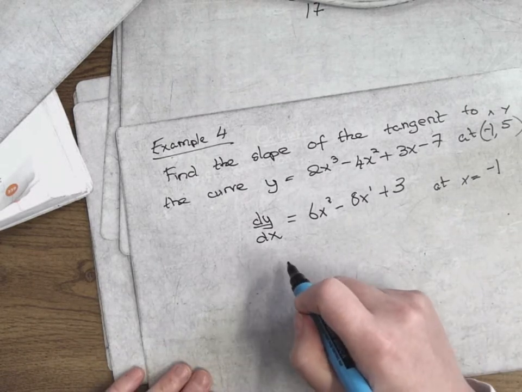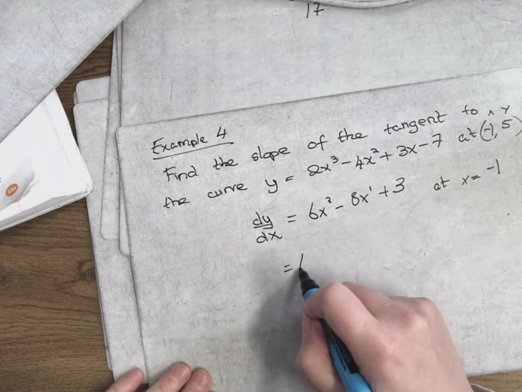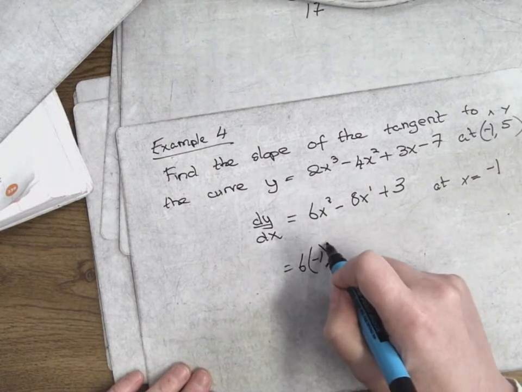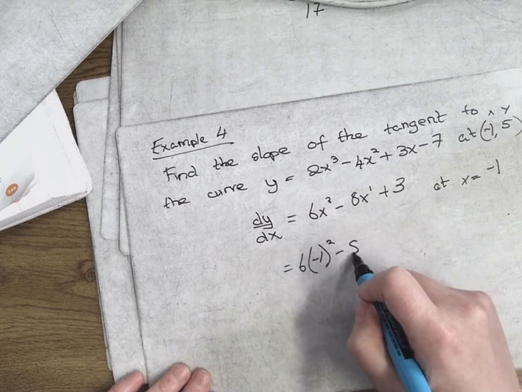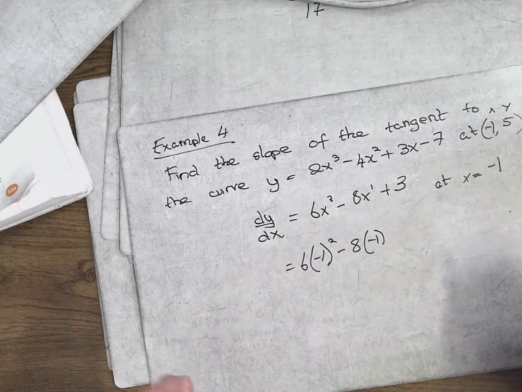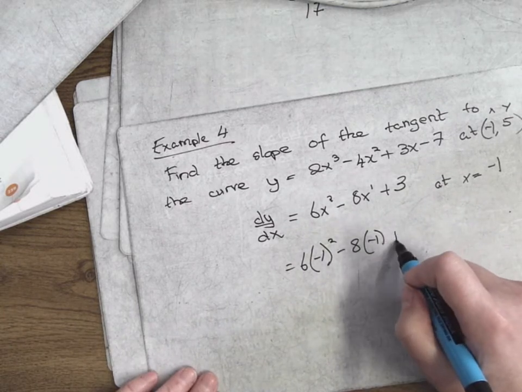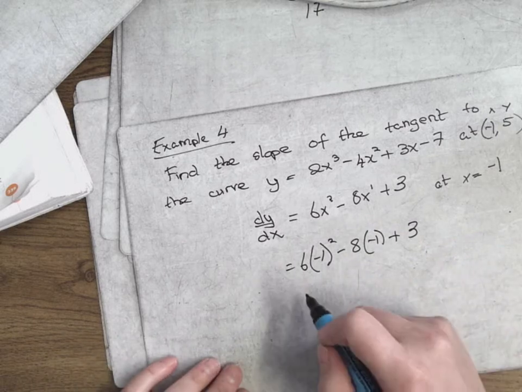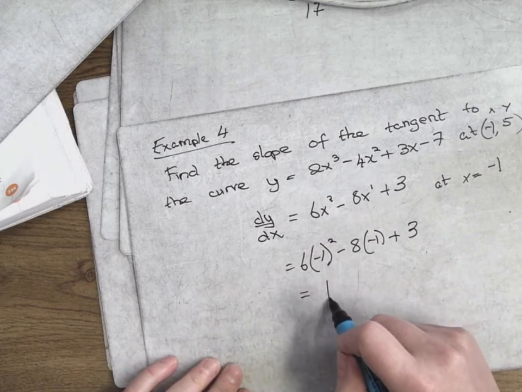So then you go 6x squared, so everywhere I see an x, put in a minus 1. So 6 times minus 1 squared minus 8 times minus 1. Remember, x to the power 1 is just x on its own. Plus 3, into the calculator. With that, you get 6 plus 8 is 14, plus 3. You get 17 again.